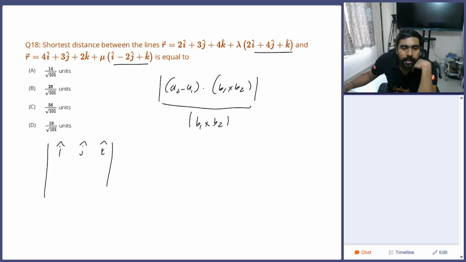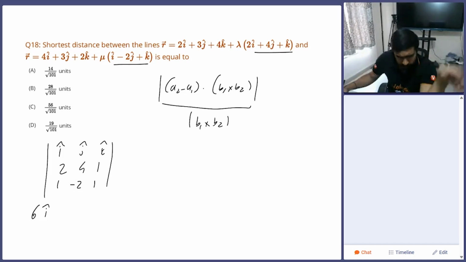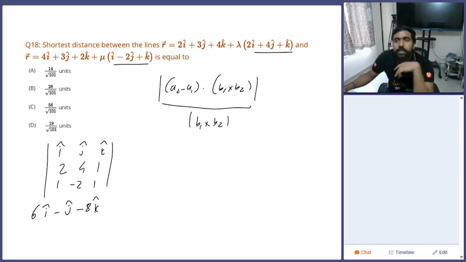I cap, J cap, K cap. Then you have 2, 4, 1, and 1, minus 2, 1. So what do you have? I cap is 4 minus 6 I cap. J cap is 2 minus 1, minus J cap. K cap is minus 2, minus 4, minus 8 K cap over here. So now we have got the B1 cross B2 value.